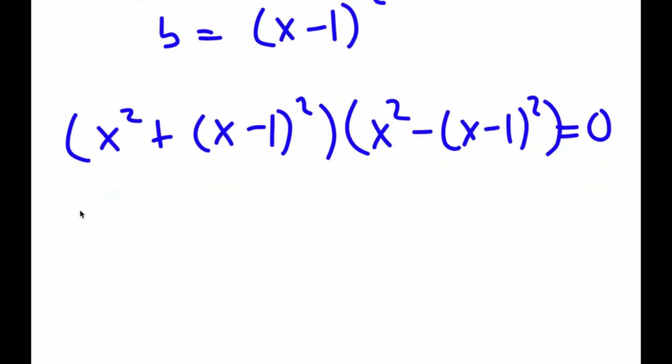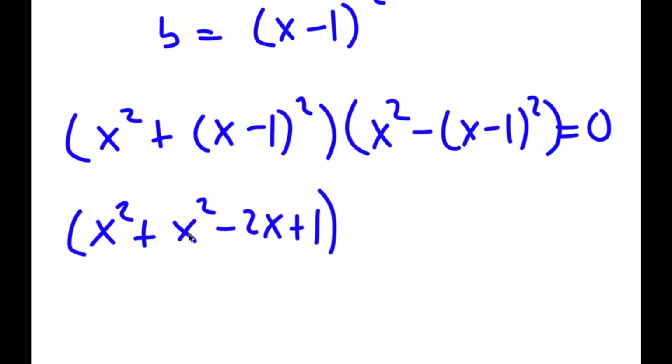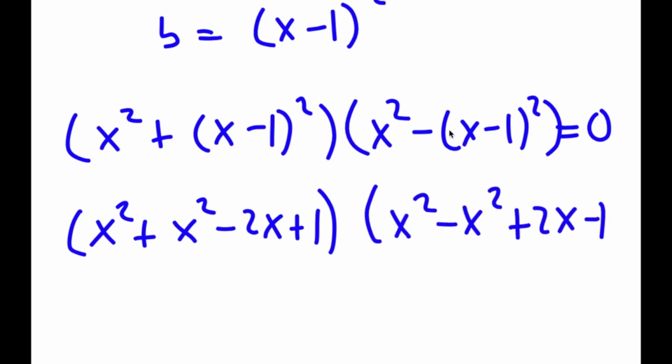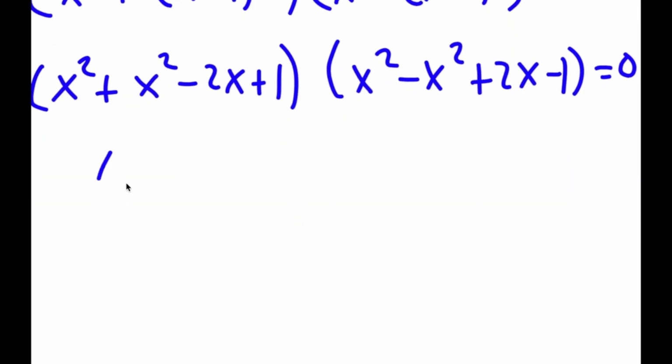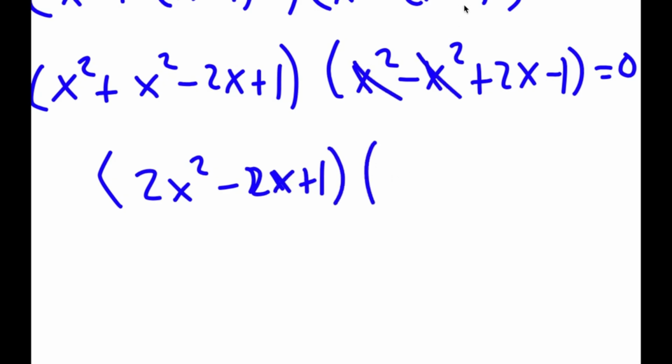Now, (x minus 1) squared, let's go ahead and expand that. That's going to equal x squared minus 2x plus 1. So I have (x squared plus x squared minus 2x plus 1) times (x squared minus x squared plus 2x minus 1), because remember, you got to distribute the negative sign. And this is equal to 0. So now, let's go ahead and simplify this. x squared plus x squared is 2x squared. So I have (2x squared minus 2x plus 1) times (x squared cancel out, so just 2x minus 1) is equal to 0.